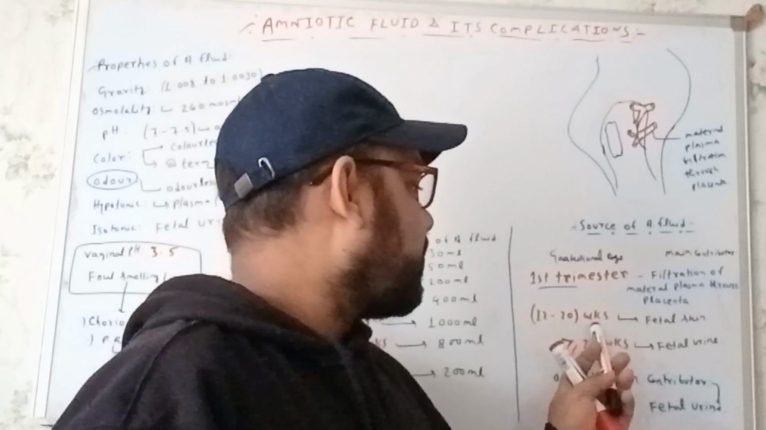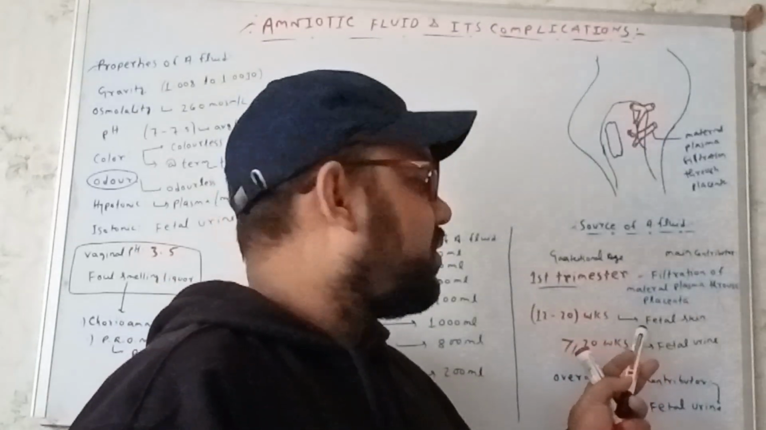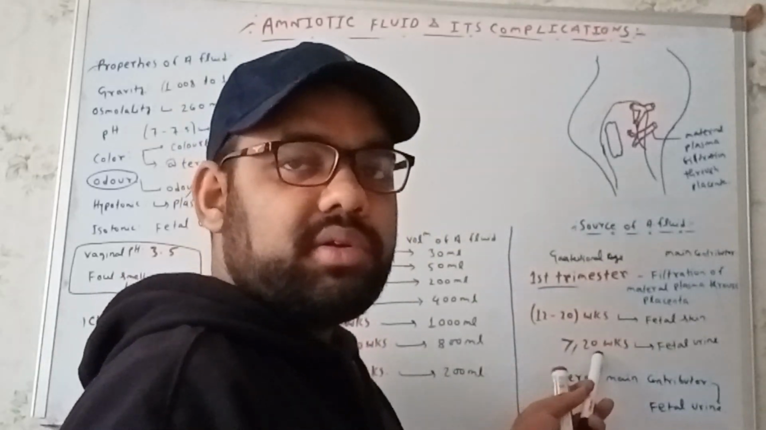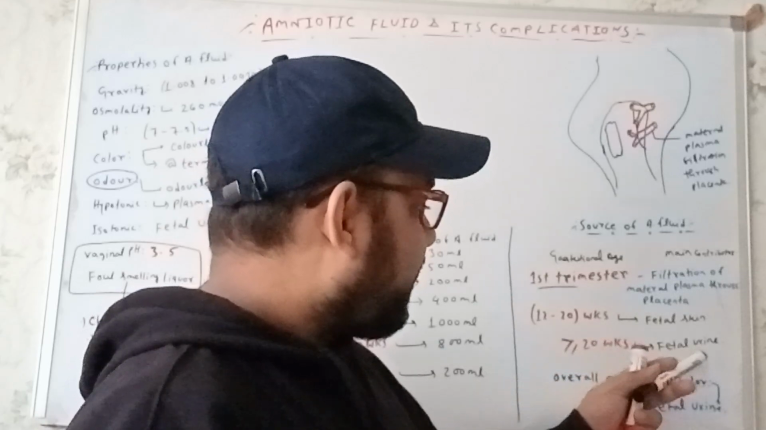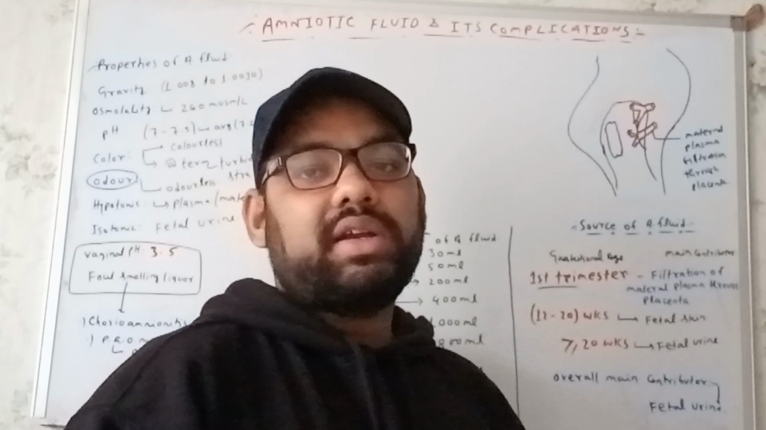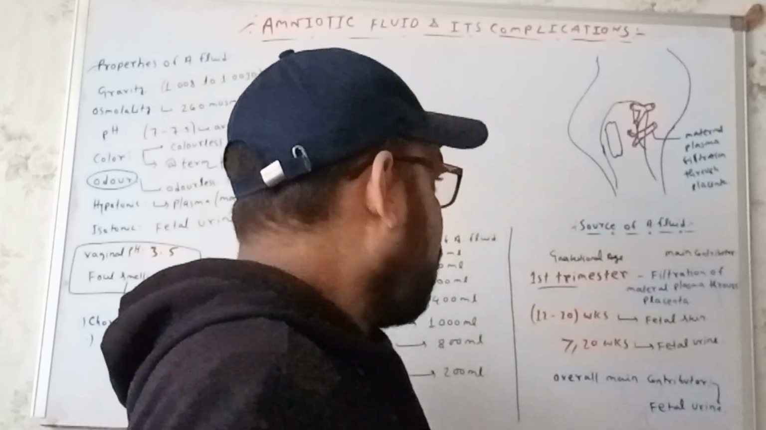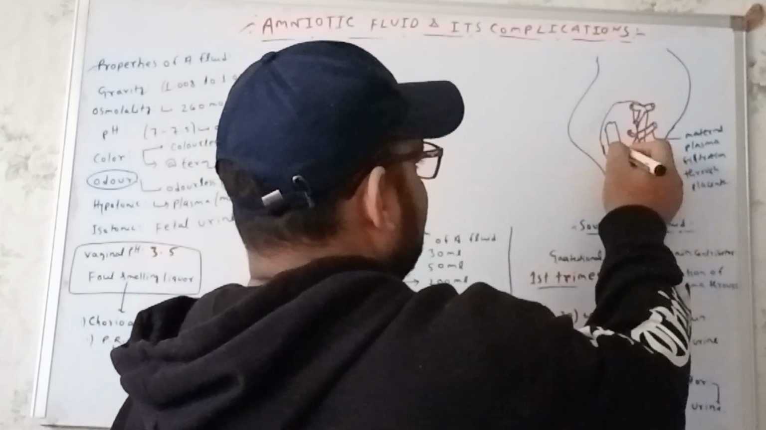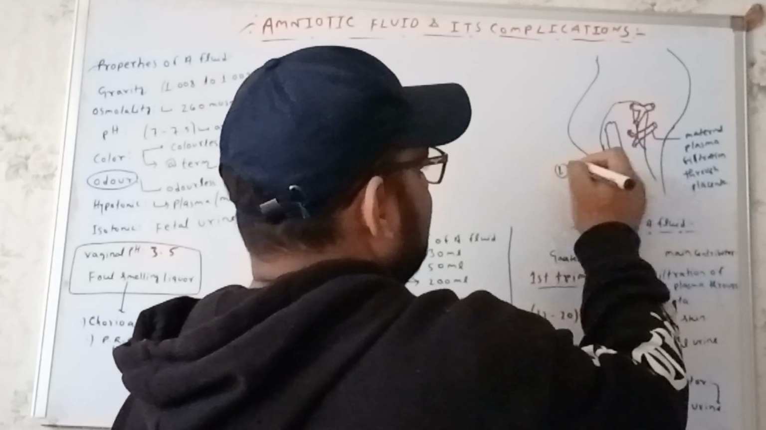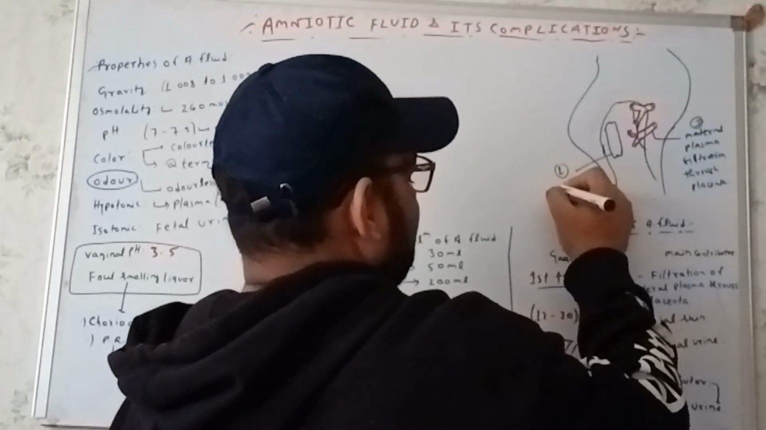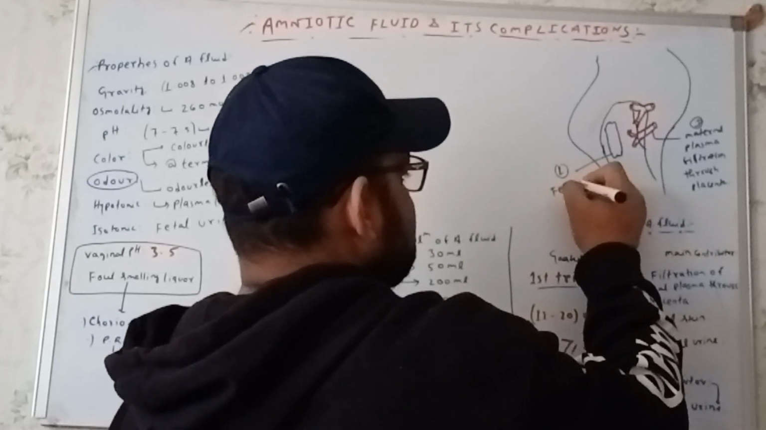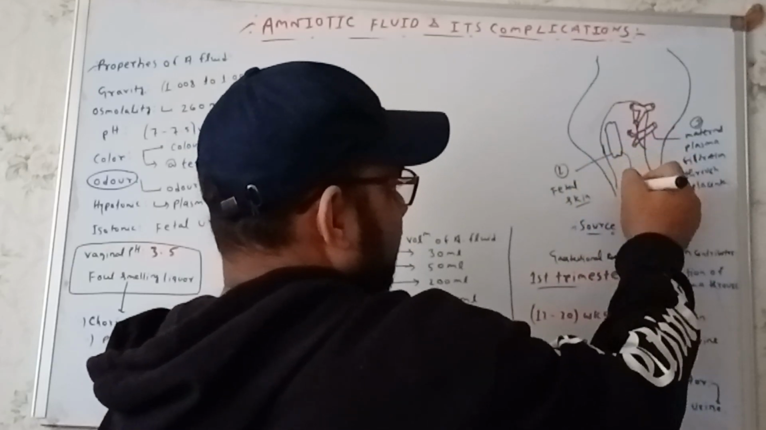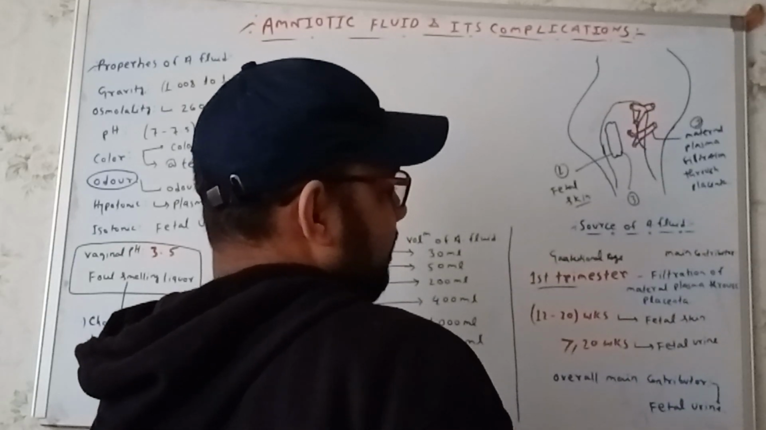So from 12 to 20 weeks, the fetal skin will be the source of amniotic fluid. And beyond 20 weeks, the fetal urine will be the contributor of amniotic fluid, right? So if I just consider the fetus, from here we're getting two things: number two, the fetal skin, and number three, the fetal urine.